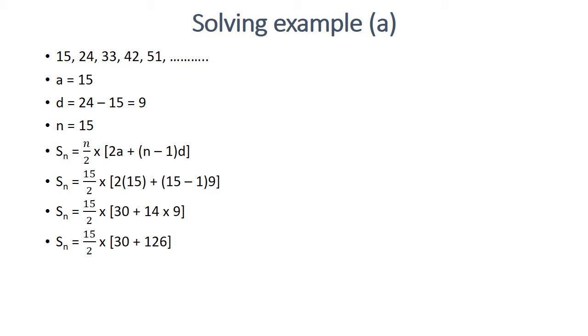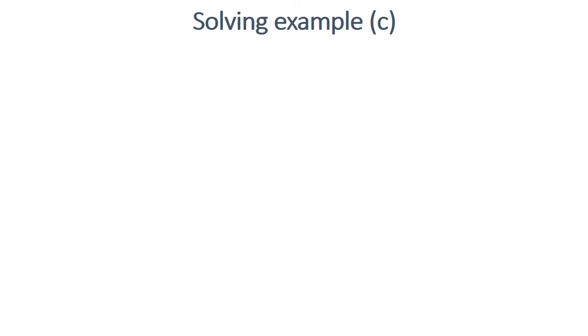So we'll solve the bracket. 30 plus 126 will be 156. Now you see, 156 is an even number, it can be cancelled by 2. Therefore we did not cancel 15 by 2. If you cancel 156 by 2, what do you get? 78. So 15 into 78 is equal to 1170. This is our final answer. We'll take another example, that is example C.